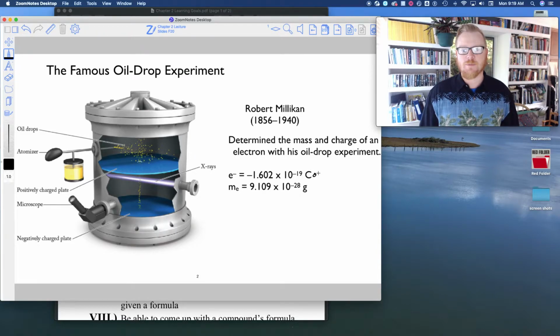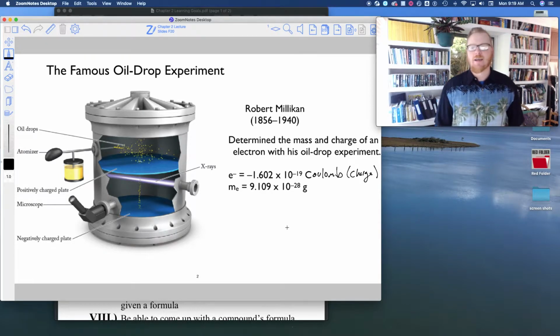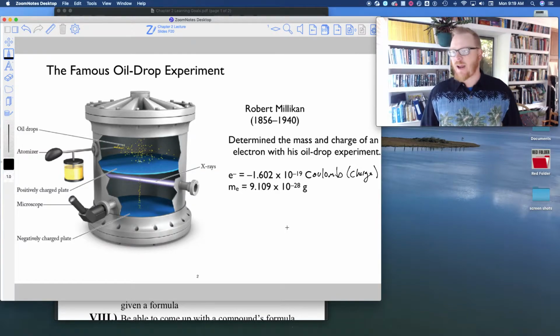Let's see if I can spell coulomb. I'm a terrible speller. So coulomb is a unit of charge. Okay? And he also determined with great precision the mass of the electron, 9.109 times 10 to the minus 28 grams. That's tiny, teeny, teeny, tiny.